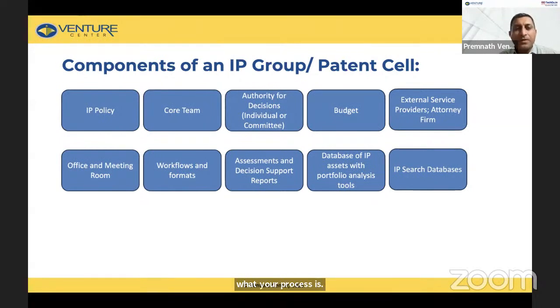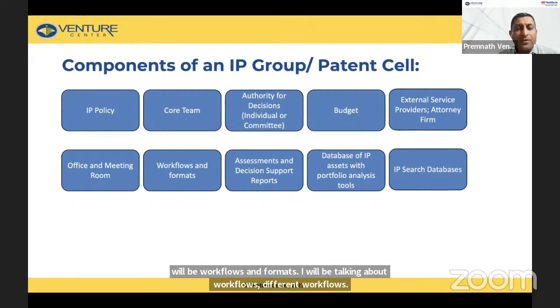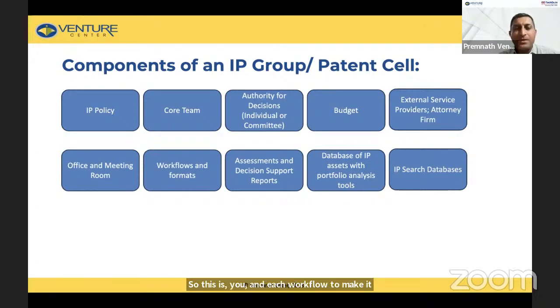I'll be talking about workflows, different workflows. And each workflow, to make it happen, there'll be different forms or different documents which will allow you to move to the next stage. There'll be some assessments or reports which you might create, decision support reports, like I told you about patentability, or about assessing attractiveness, or there may be others also from time to time, which an IP group or a patent cell may be asked to provide. There'll be a database of IP assets.